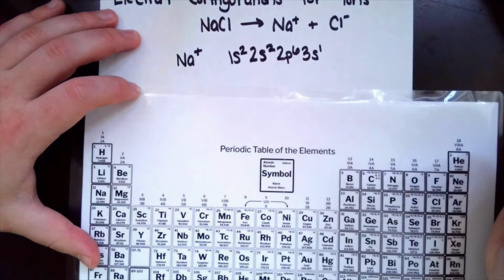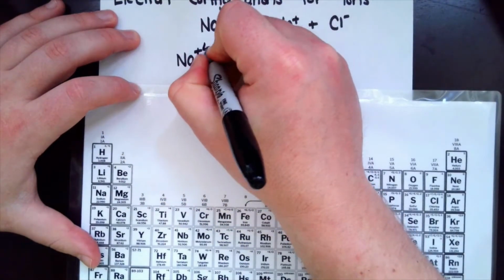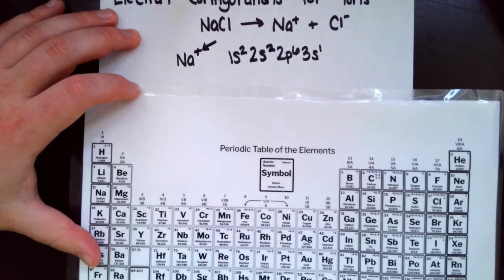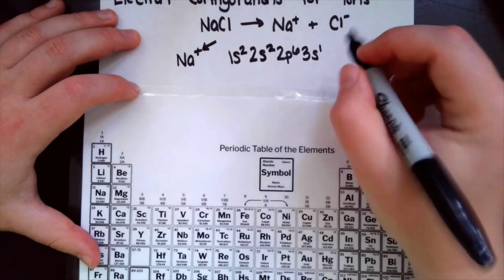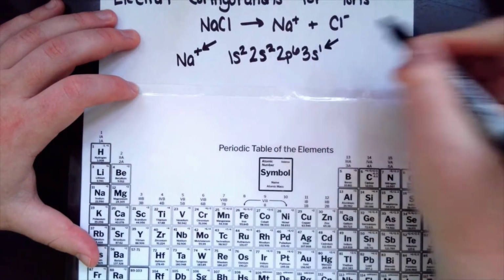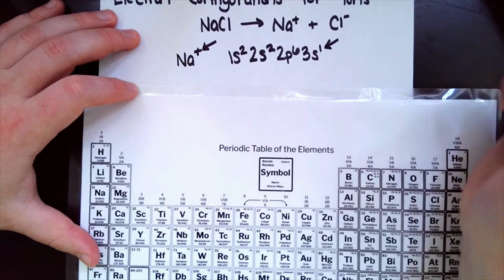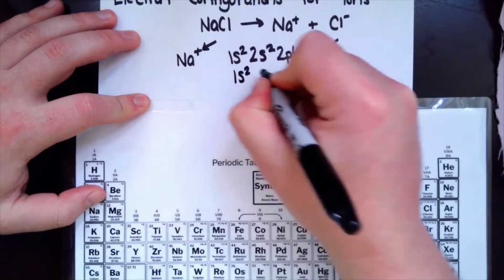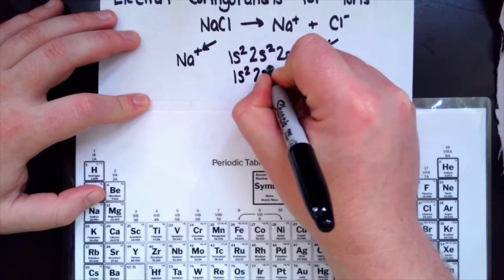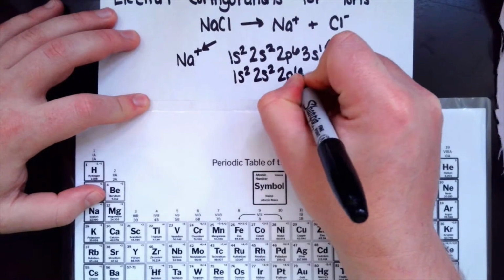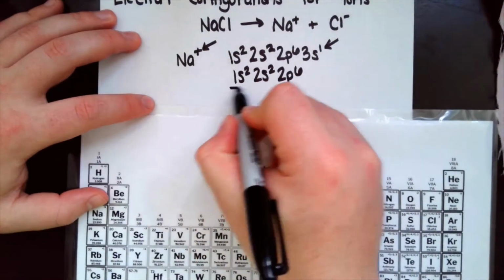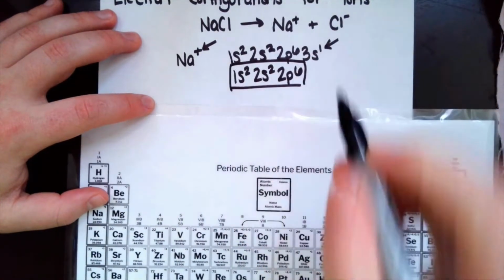Now, we see here that we have a +1 charge, though. Remember, a positive ion means that it had to lose electrons. So, you just basically have to take away the highest energy electron, which in this case is going to be the 3s1. We're only losing one, so we can just write 1s2, 2s2, 2p6, and now we no longer have anything in the 3s, and that's it. That would be the proper electron configuration for Na+.